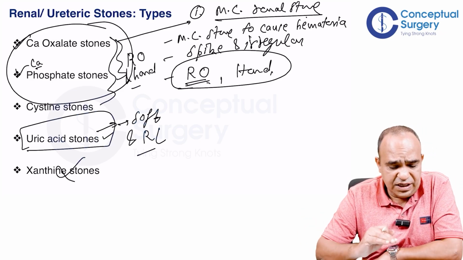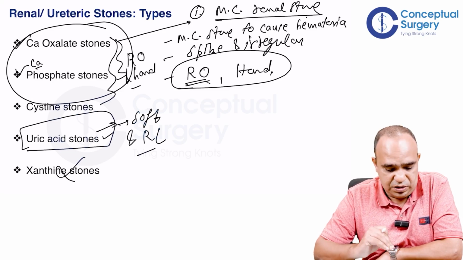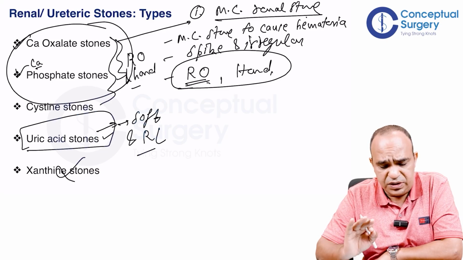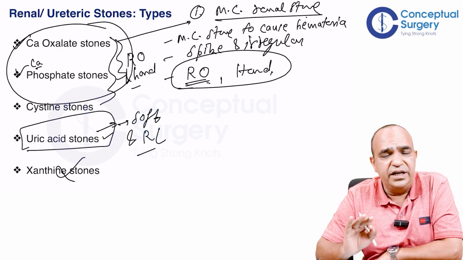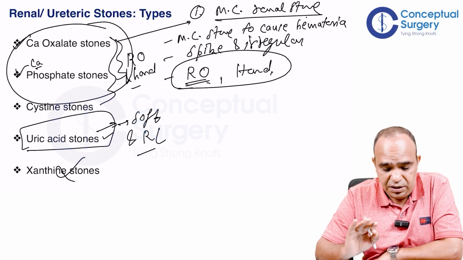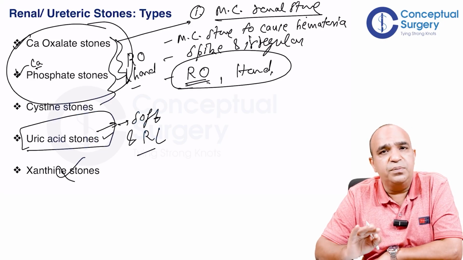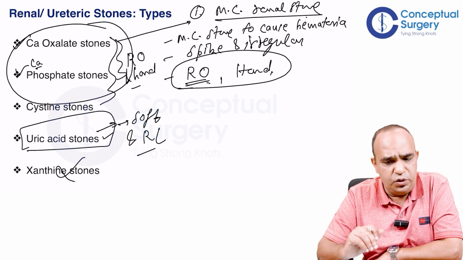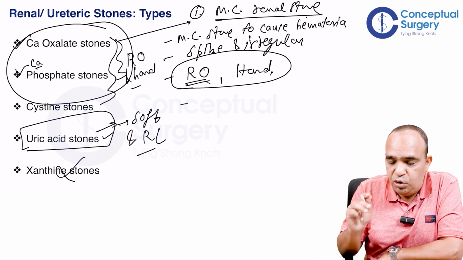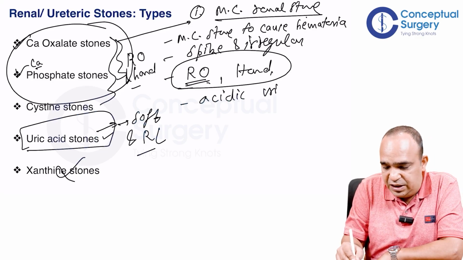Okay. Oxalate, phosphate and cysteine, they are radio opaque and they are hard stones. Uric acid stones are soft and radiolucent. Hard, radio opaque stones will be visible on X-ray, common sense, you know it. Pure uric acid stones are not visible on plain X-ray because they are radiolucent. Okay, back to oxalate stone. Radio opaque, hard, they precipitate in acidic urine.